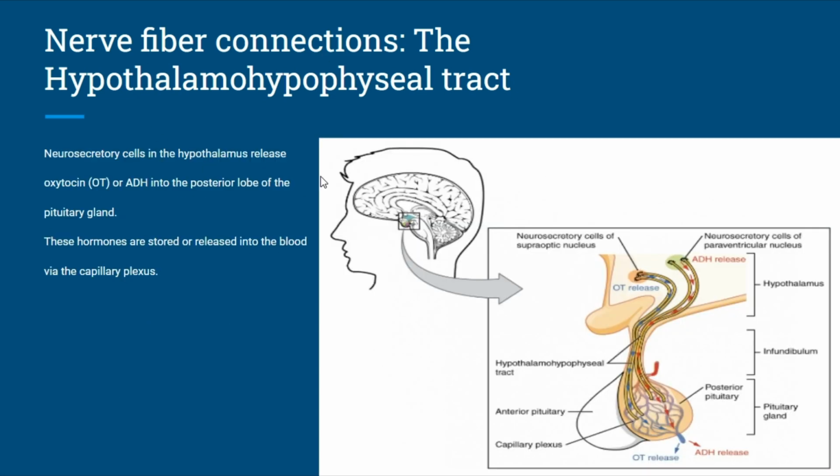So nerve fiber or the hypothalamo-hypophyseal tract. Zoomed in picture, so we're looking at this one right here, hypothalamus right there. We have infundibulum and we have the pituitary. So the posterior pituitary gland is connected with the nerve fibers connections or hypothalamo-hypophyseal tract. So neurosecretory cells in the hypothalamus release oxytocin and ADH into the posterior lobe of the pituitary gland right here, and these hormones are stored or released into the blood via the capillary plexus. The capillary plexus you see right here is a highly vascularized structure, so the hormones, whenever needed, are released into the blood from there.